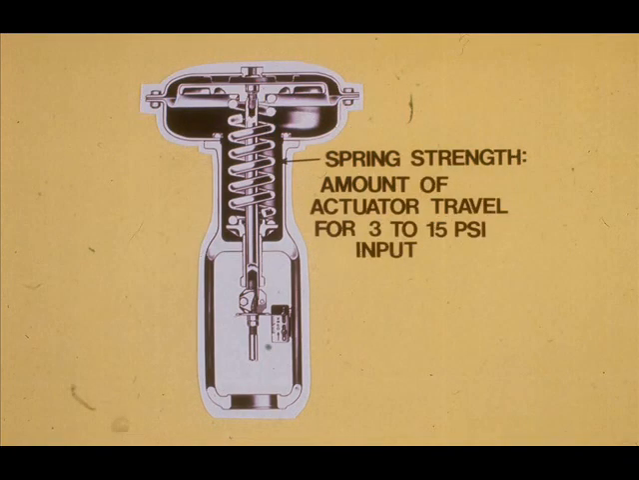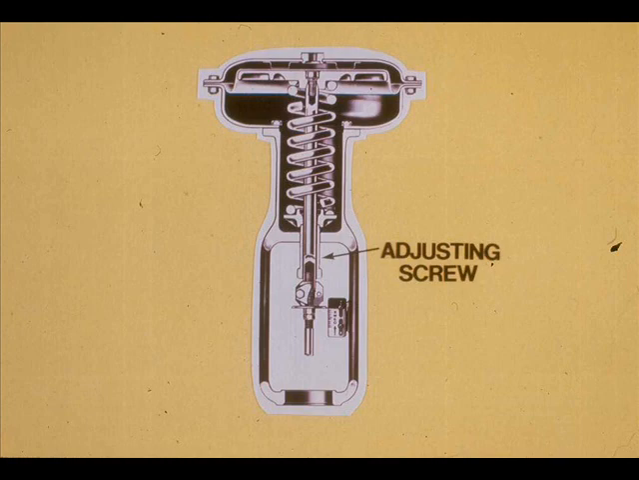The actuator spring is calibrated. If the stroke of the actuator is 2 inches, the spring is designed so 3 to 15 psi on the diaphragm results in 0 to 2 inches of actuator movement. The adjusting screw determines the starting point of the actuator. If the actuator spring tension is increased, it will take more air pressure, 4 psi for instance, to start moving the stem.